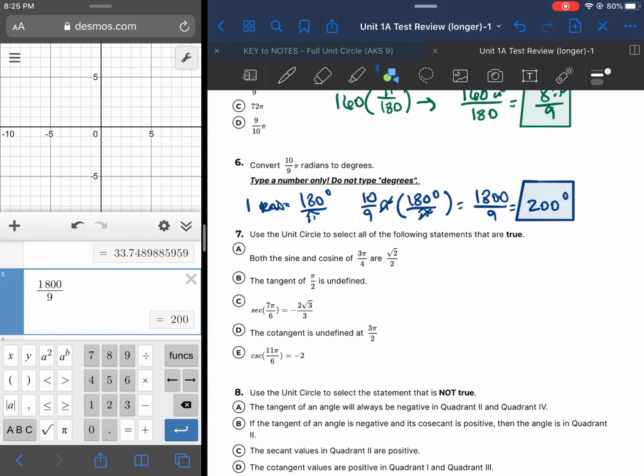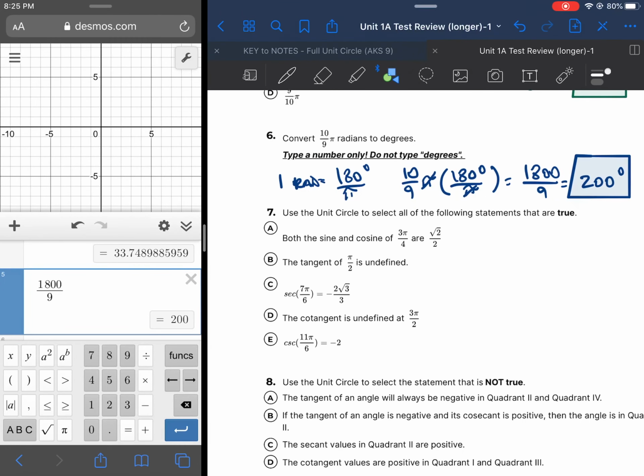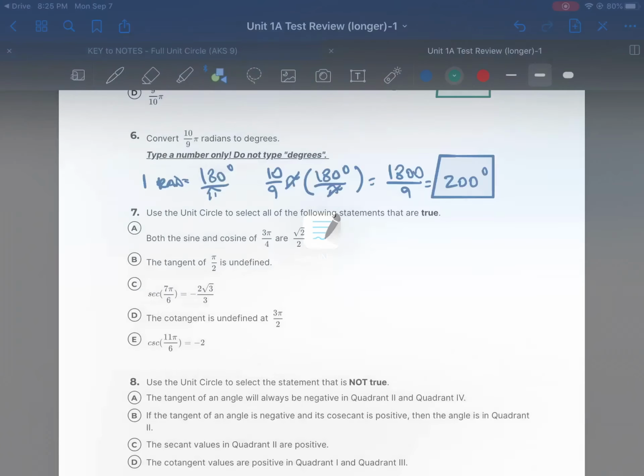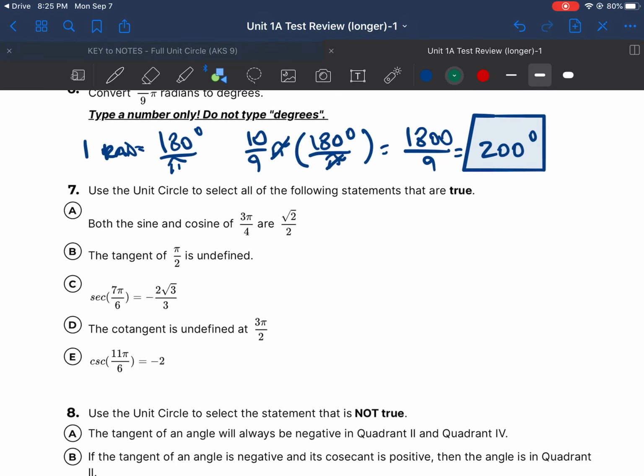All right, moving on to number 7 here. Number 7 says, use the unit circle to select all the following statements that are true. So I'm going to go ahead and move Desmos over here. We don't need Desmos for this problem. So we want to determine which of the statements are true. So statement A says both the sine and cosine of 3 pi over 4 are square root of 2 divided by 2. Well, remember that sine is the y value and cosine is the x value.